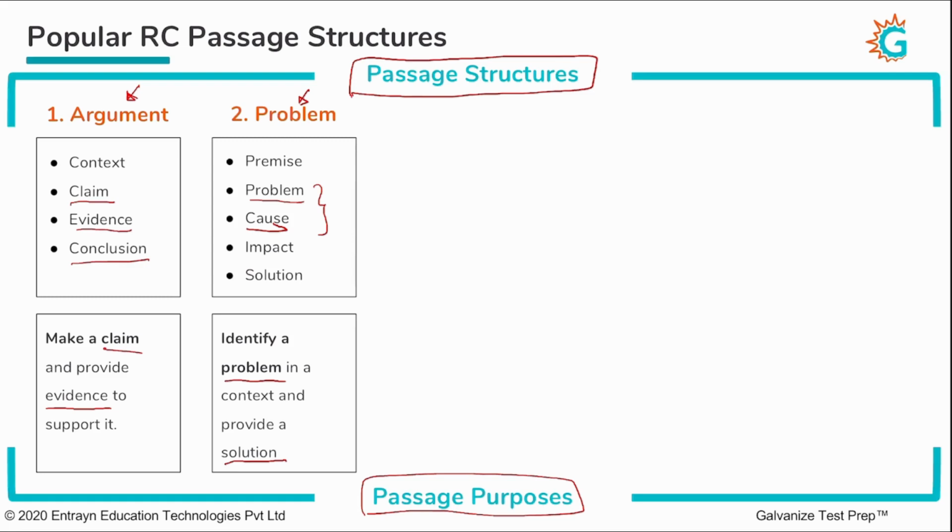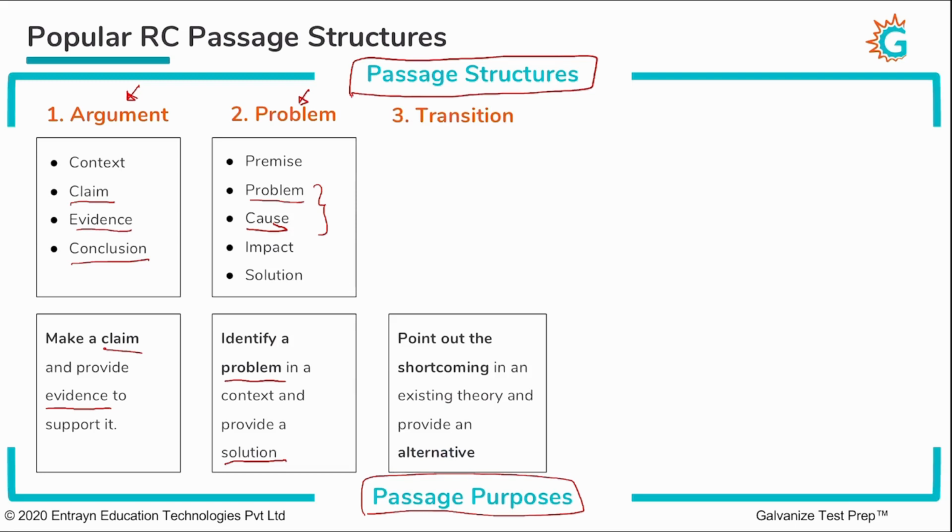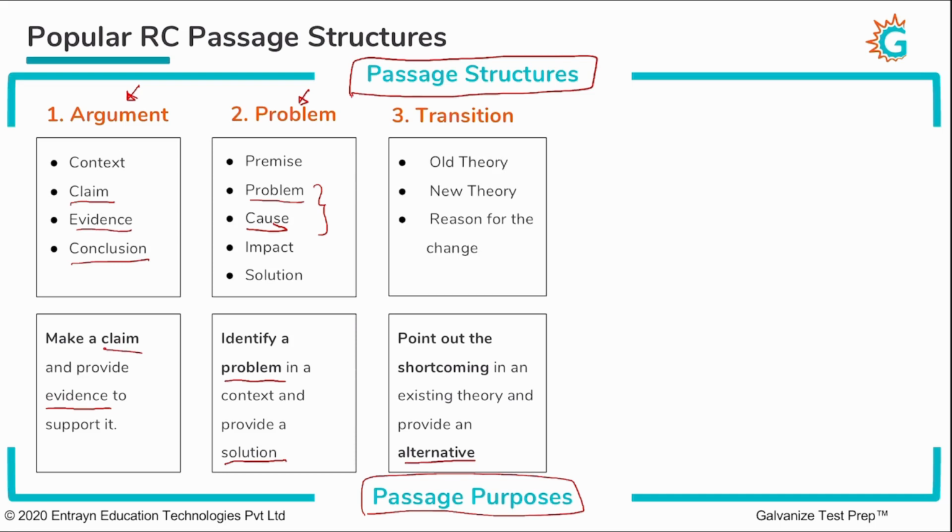Let's look at the third kind of structure that's common to GRE passages, which is the transition. Now, in a transition, we essentially are pointing out a change in something, right? So the passage will point out a shortcoming or a gap in an existing theory, and then provide an alternative theory or possibility, right? So a transition is about pointing out a change in something to highlight the need for a change. And usually the structure of the passage would flow like first the old theory, then the new theory, and then recommending perhaps the reasons for change as to why we should modify our understanding to adopt the new theory.